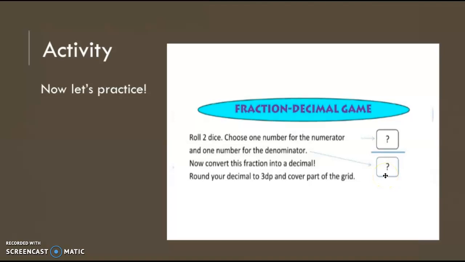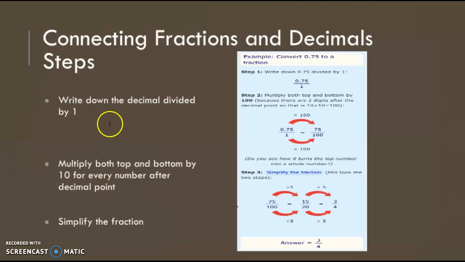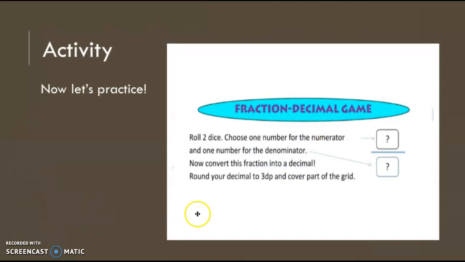And what you're going to do is now convert this fraction into a decimal just as we did on the previous slide. So again, remember, you want to pay attention to these steps here. You want to write down the decimal, divide it by 1. Then step 2, you want to multiply both top and the bottom by 10 for every number after the decimal point, and then I want you to simplify the fraction. So we're not going to worry about this step. I'm not going to make you guys round it, but I want you guys to simplify.